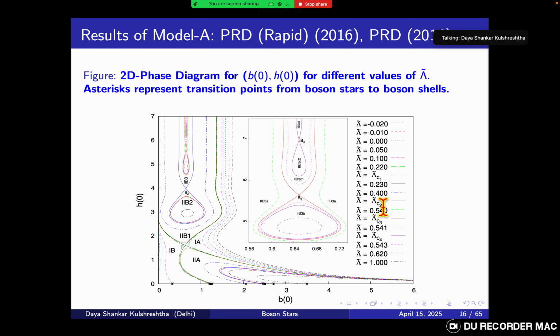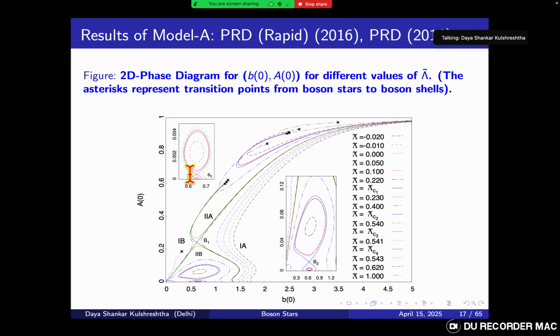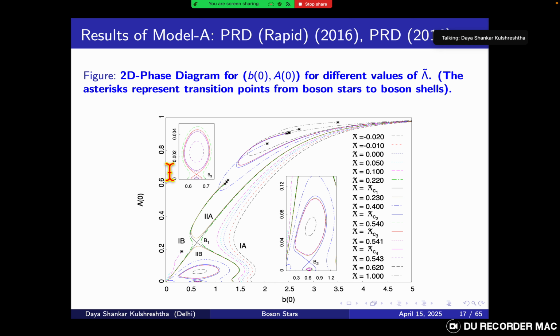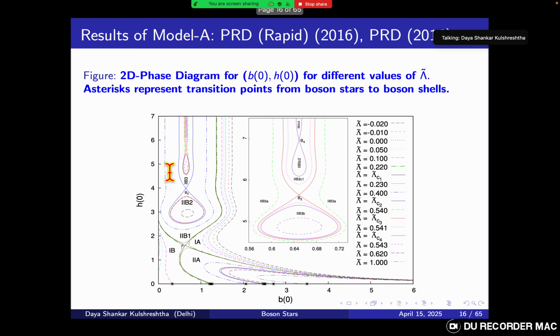This is another set of phase space variables: A0, the metric function, and the vector field. Then this is A0 versus H0. In each diagram, you notice some asterisks appearing on these figures. They actually correspond to the transition from a boson star to a boson shell in each one of them.